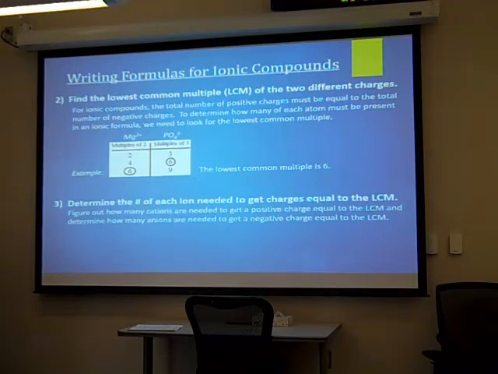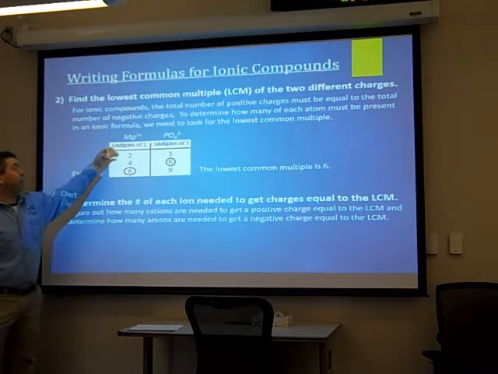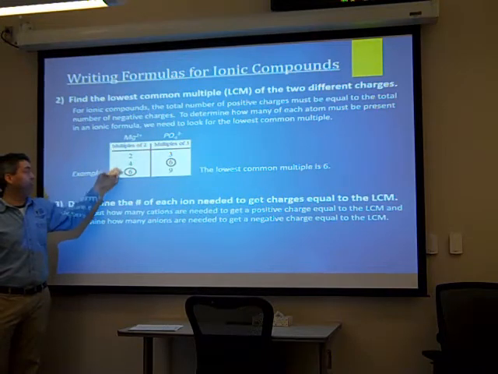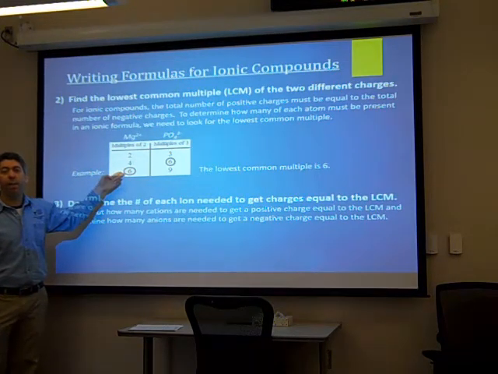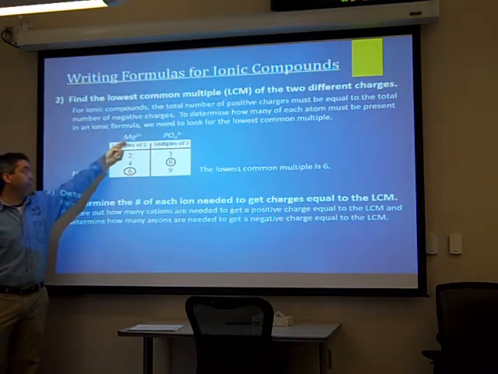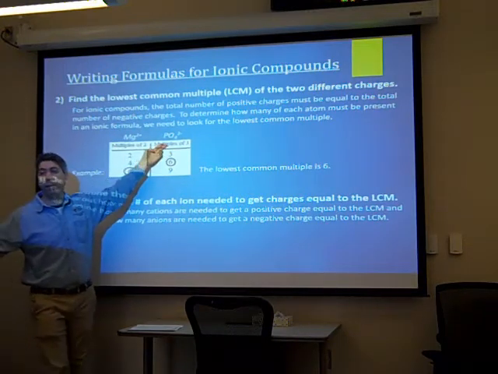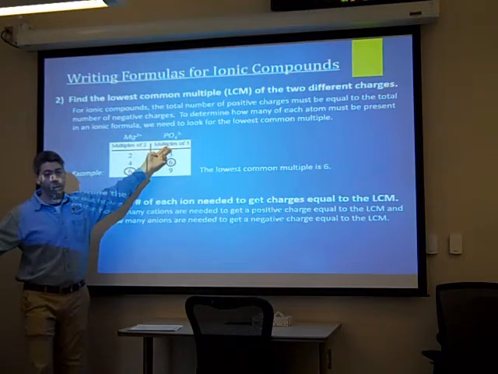Once you know the lowest common multiple, determine the number of each ion that is needed to get the charges equal to the lowest common multiple. In other words, how many magnesiums do I need to get a total charge of 6? 3. 3 times 2 is 6. How many phosphates do I need to get a total charge of 6? 2.